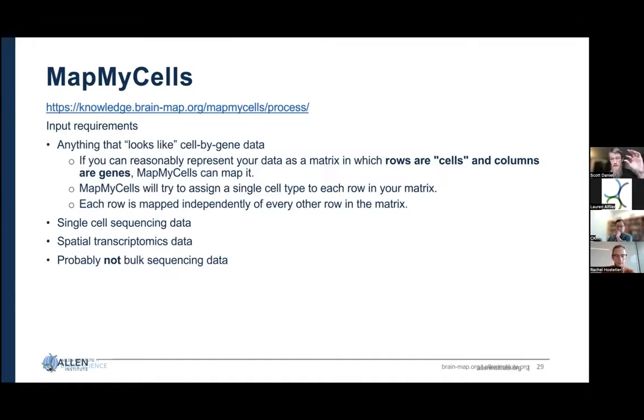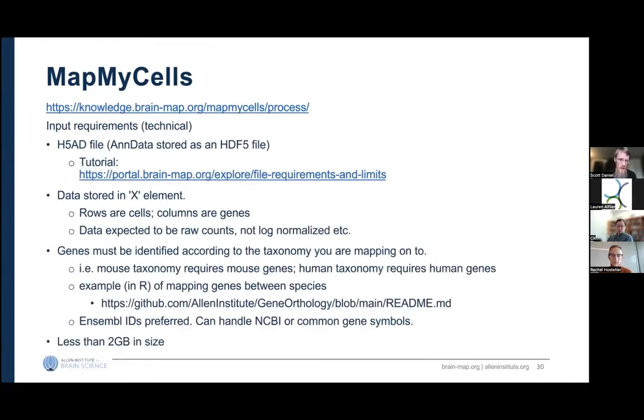The mapping that is done on row 1 has nothing to do with the mapping that is done on row 2. So your data can be as heterogeneous as you want it to be, as long as it is a matrix where rows are cells and columns are genes. This means MapMyCells is definitely designed for single cell sequencing data or single nucleus sequencing data. It's definitely designed for spatial transcriptomics data. It might not be designed for bulk sequencing data, given all the caveats I just talked about.